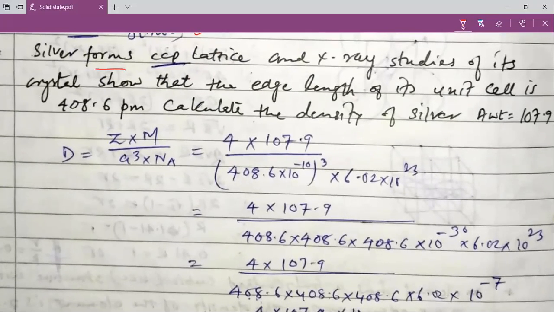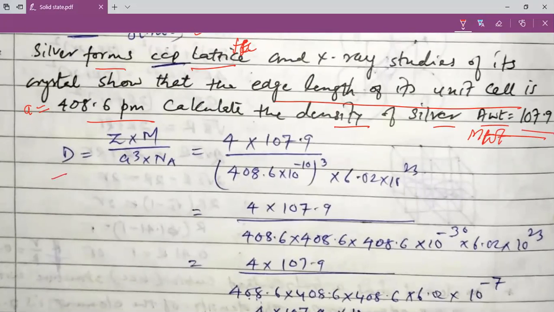Silver forms a CCP lattice. CCP means FCC, face centered cubic cell. X-ray studies of its crystal show that the edge length of its unit cell is this many picometers, so this is what you have as A. Calculate the density of the silver. As silver is an atom, the atomic weight is given, that is 107.9.